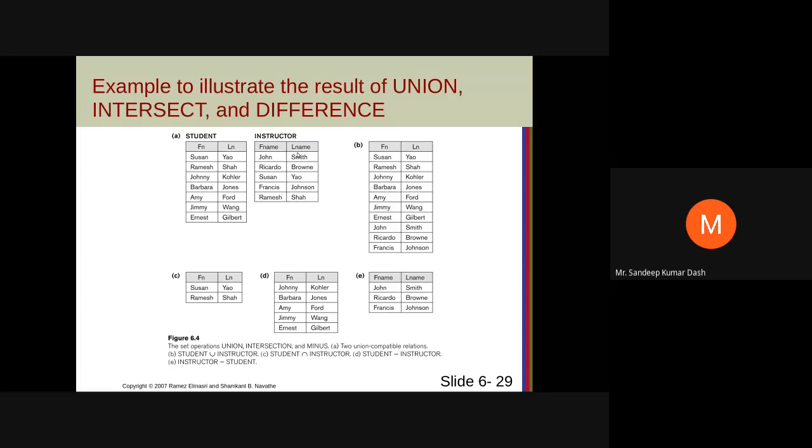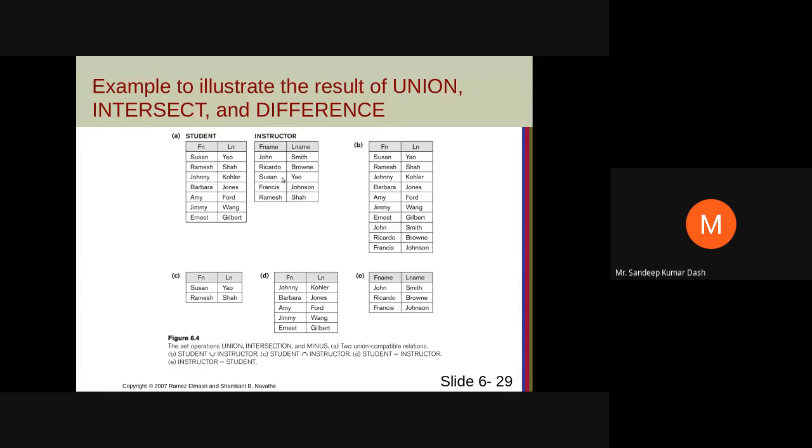So the domains are the same, and the number of columns is also the same. So you can apply the union operation on this. So go ahead, apply the union operation. By union, what will happen? Susan, Yao, these all will be combined with these all. But the common rows will be eliminated. This was present here, this was also present here, so this will be eliminated.